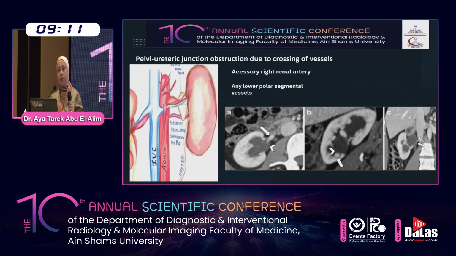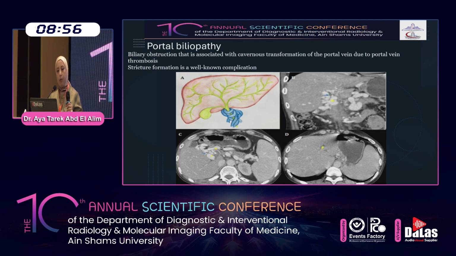Pelviureteric junction obstruction due to crossing of vessels. If there is an accessory right renal artery or any lower polar segmental renal vessels, it will cause obstruction at the pelviureteric junction in some cases. Portal biliopathy is biliary obstruction associated with cavernous transformation of the portal vein due to portal vein thrombosis. Stricture formation is a well-known complication, as we see here in the figures showing the cavernous transformation.